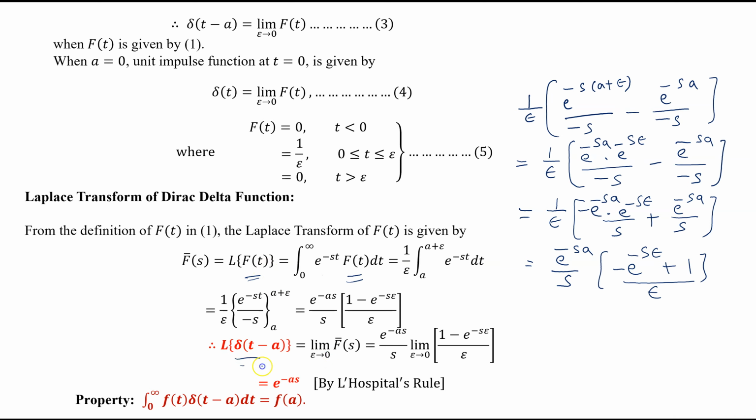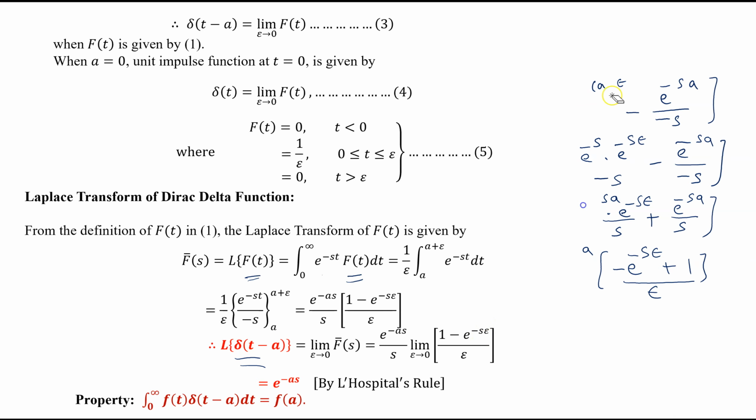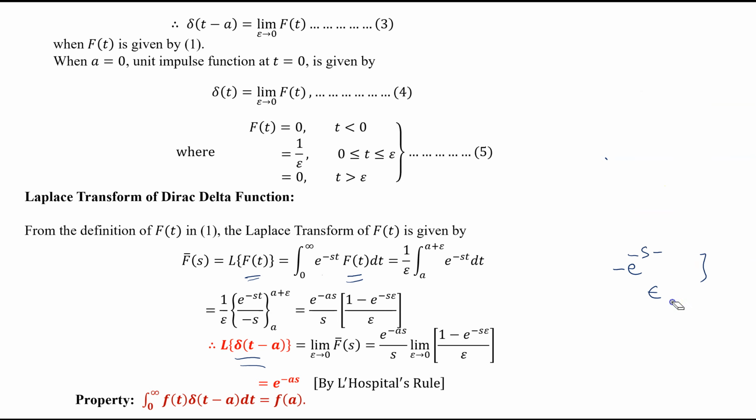So Laplace transform of delta t minus a equal to limit epsilon tends to 0 f of s, which is equal to e power minus as by s into limit epsilon tends to 0 1 minus e power minus s epsilon upon epsilon. Okay, now value of limit epsilon tends to 0 1 minus e power minus s epsilon upon epsilon is 1 by L'Hospital's rule.